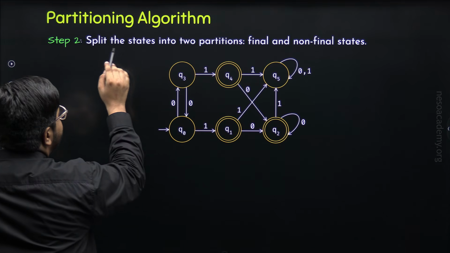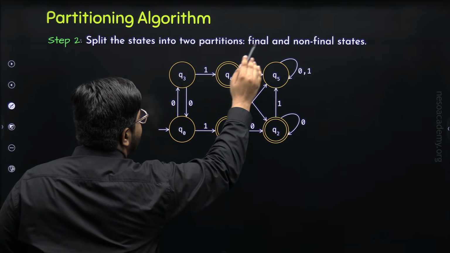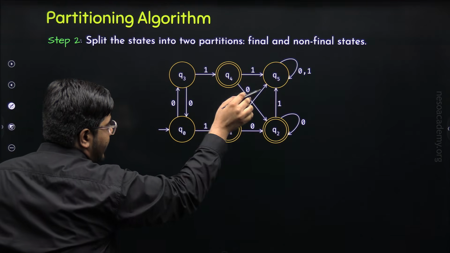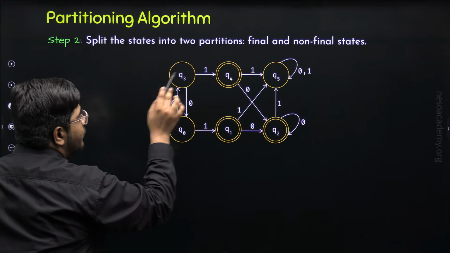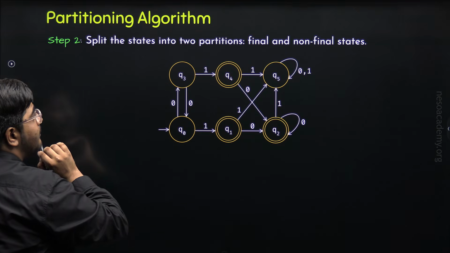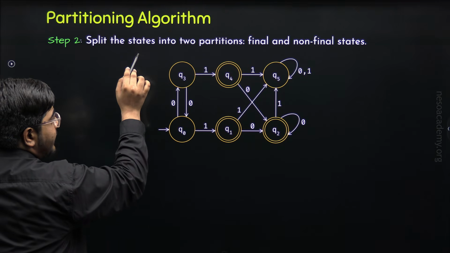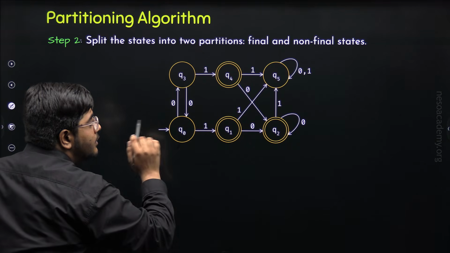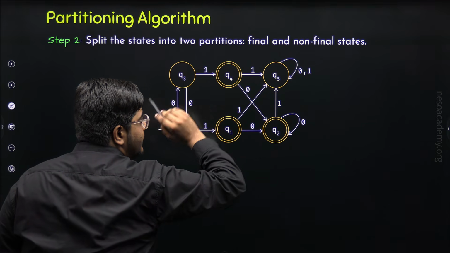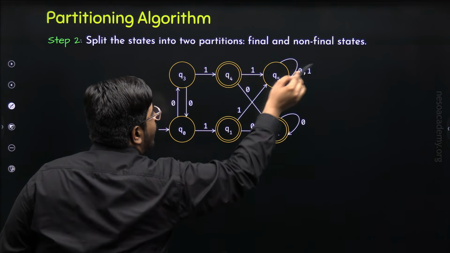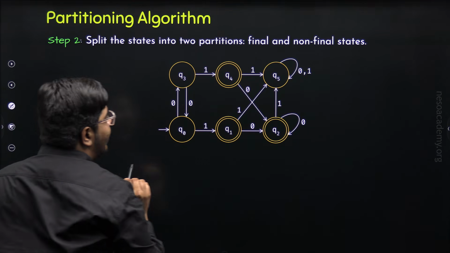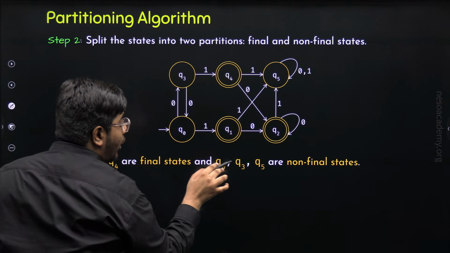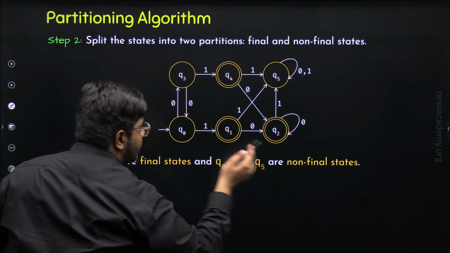Step number 2. Split the states into 2 partitions, final and non-final states. Which means these are all the states of the DFA, Q0, Q1, Q2, Q3, Q4 and Q5. According to this step, we need to split all the states of the DFA into 2 categories or 2 groups or 2 partitions. The first partition will contain only the final states and the second partition will contain only the non-final states. In this diagram, you can see that Q1, Q2 and Q4 are the final states and Q0, Q3 and Q5 are the non-final states.